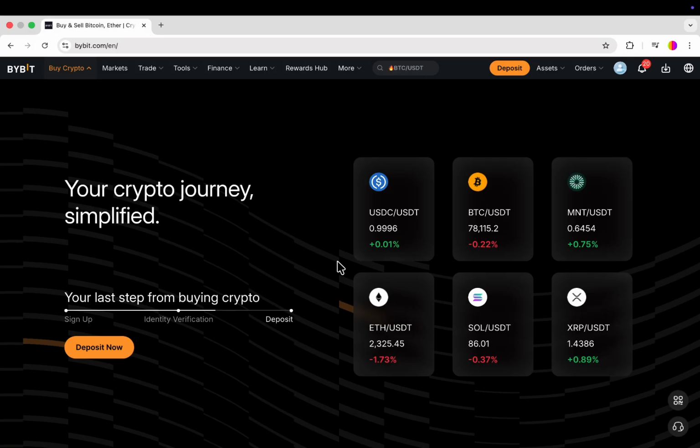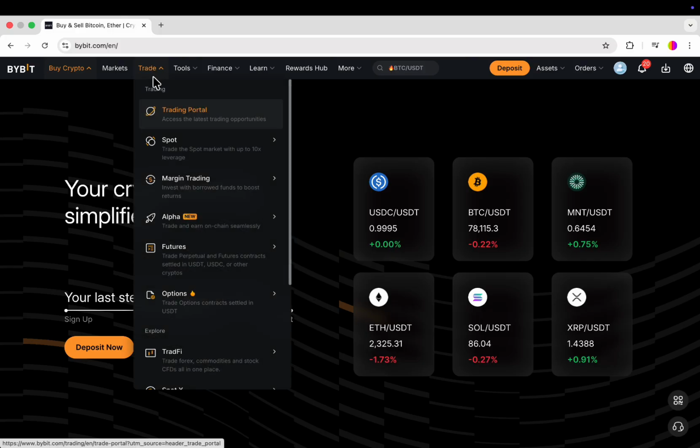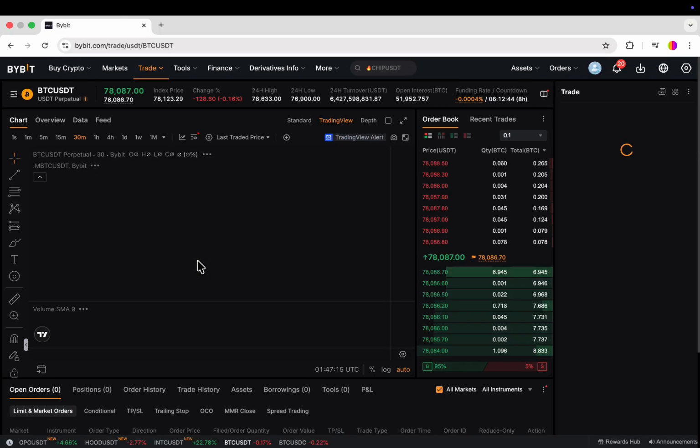So to get to the derivatives page on ByBit, first head up to the top, go to trade, and then go all the way down to futures, click on that, and there you are.